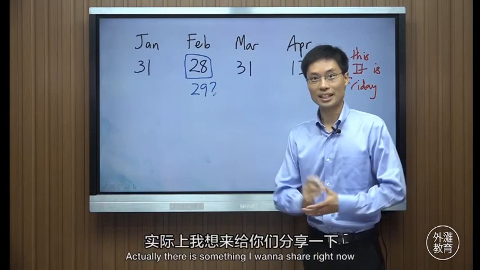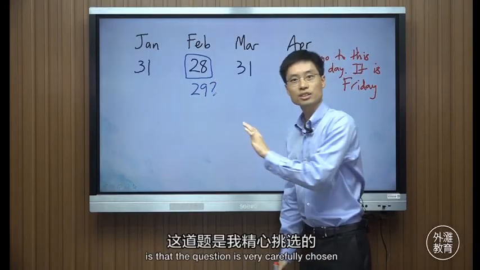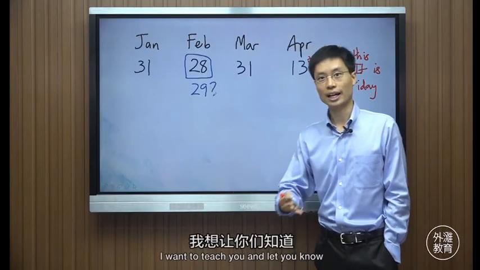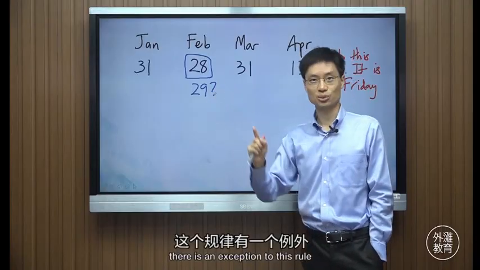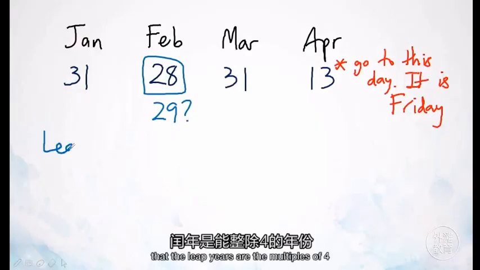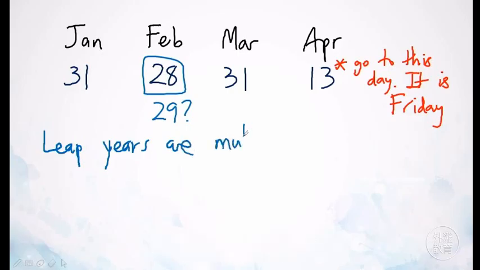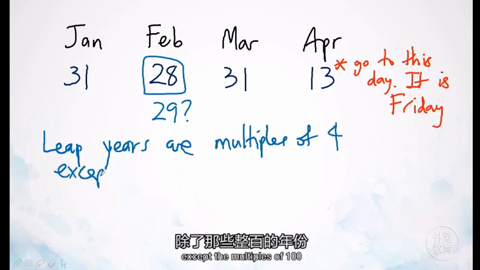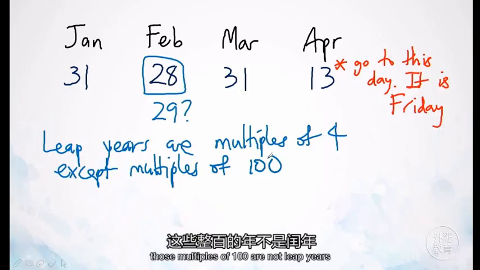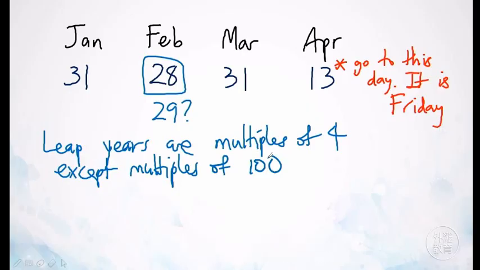Actually, something I will share right now is that this question was very carefully chosen so that in case you didn't yet know, I want to teach you and let you know that there is an exception to this rule. Very important to know whenever you do such problems, that the leap years are the multiples of 4, except the multiples of 100, which those multiples of 100 are not leap years.